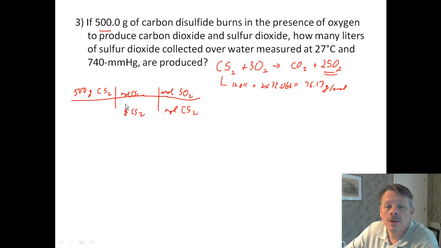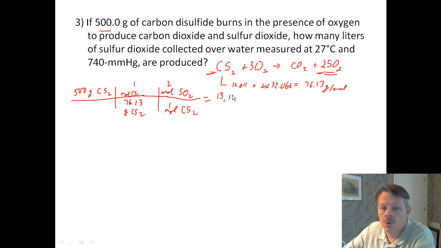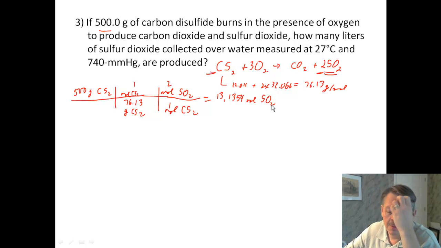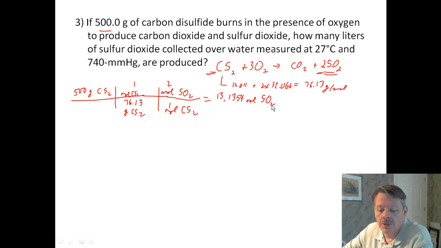All right, so 1 mole of carbon disulfide weighs 76.13 grams. And I have 1 mole of carbon disulfide producing 2 moles of sulfur dioxide. Okay, so that's going to give me 13.1354 moles of SO2. Now guys, I realize I can't take that many sig figs with me, but I'm doing it just to make sure that I don't lose precision and have rounding errors that I compound by doing them multiple times.